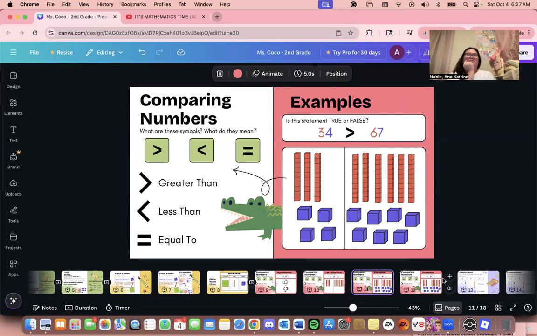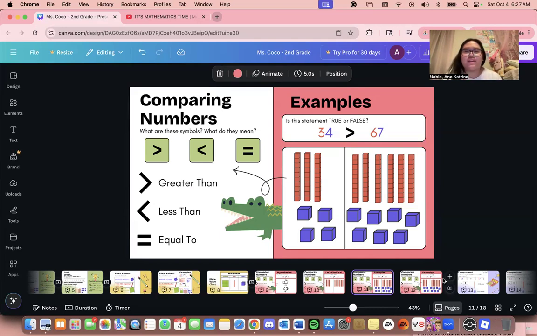Which number is greater, do you think? 34 or 67? 67, that is correct. Very, very good. 67 is the right greater number. But now, since we know our place value, using our visuals and our knowledge, that 67 is greater.